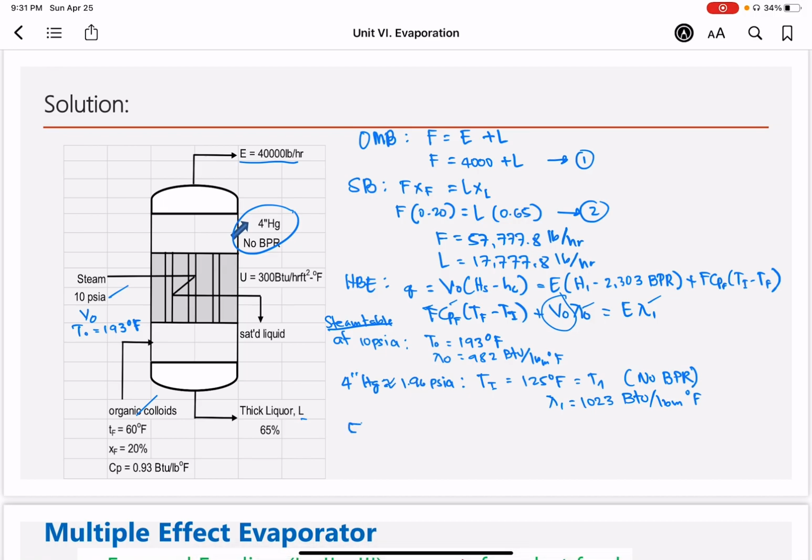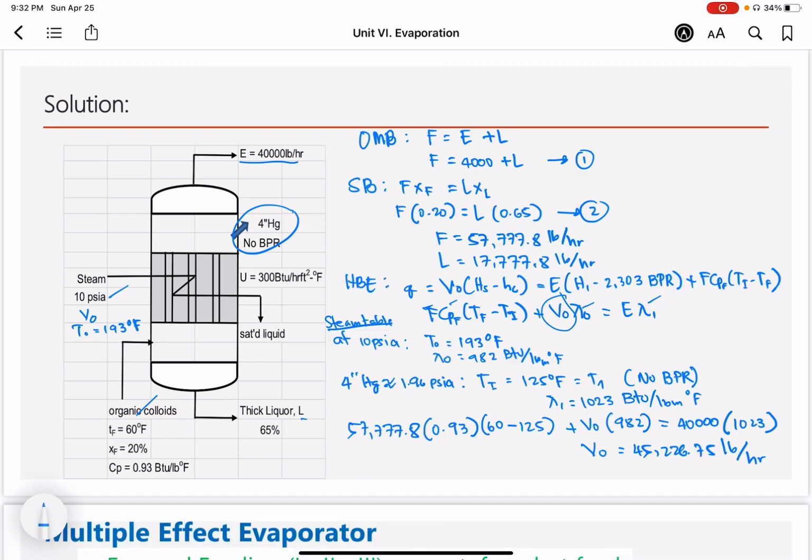So that is, feed is 57,777.8 times, sorry, you have CPF equivalent to 0.93, TF minus TI. The feed temperature is 60 degrees, T sub 1 is 125, TI 125, plus your VO, lambda O is 982, is equivalent to E, which is the 40,000 given, times the lambda 1 of 1,023. And easy peasy, you get VO to be around 45,226.75 pound per hour. Okay.